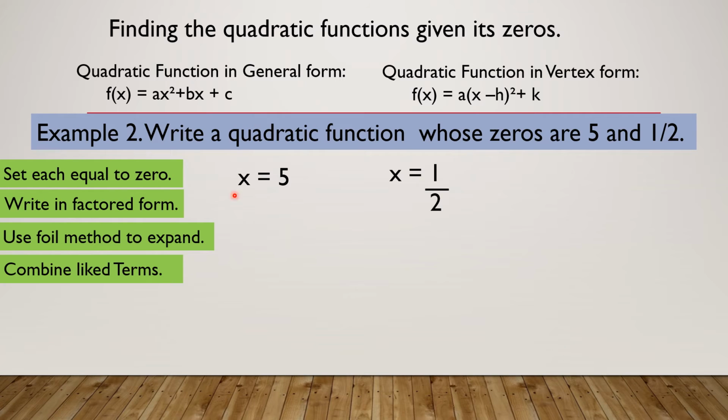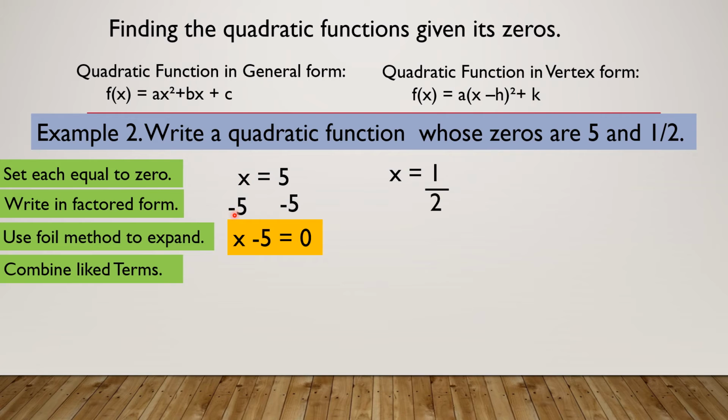Okay, let's start with x is equal to 5. What number are we going to add to both sides of the equation? That is negative 5. So that would be equal to 0. This one is equal to 0, and then x minus 5 is equal to 0.